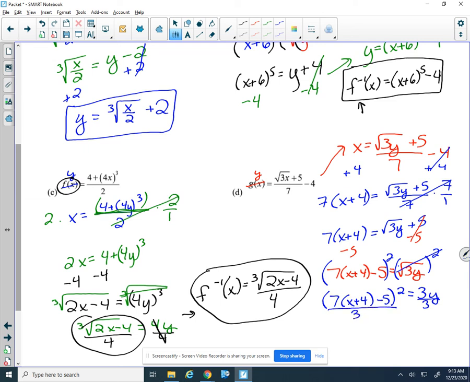Now to save space, I am just going to write this with the correct notation, which would be g inverse of x. So g inverse of x equals 7 times x plus 4 minus 5 squared over 3. And as I said, this might look a little better on this one if I simplified, like I multiplied out the 7x plus 28 and then subtracted 5, but we're going to leave it like that.